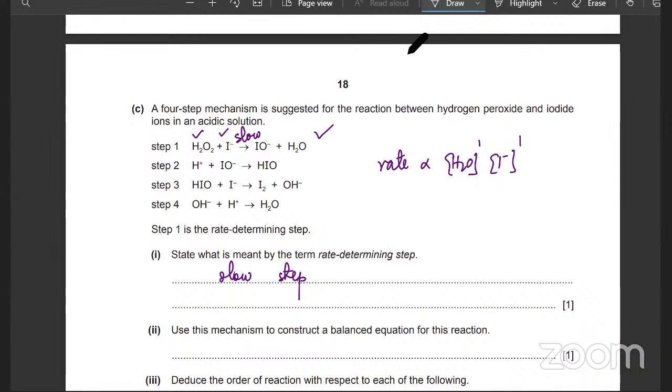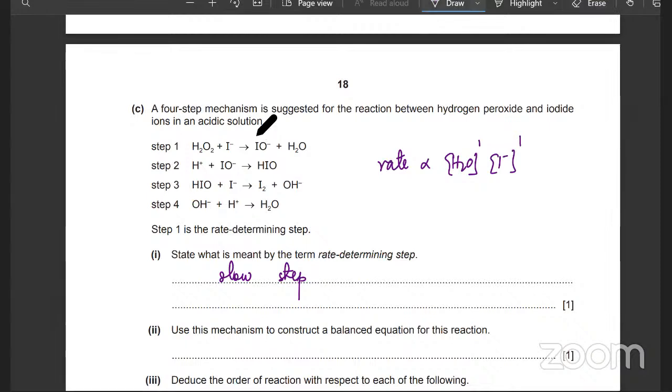Yes or no? Is this clear? Sir, yes. So is it possible that they give the final equation and then they ask to find the rate determining step? Yes, they will. For example, they won't tell you this one is the slow step. Maybe some other step is the slow step, right?